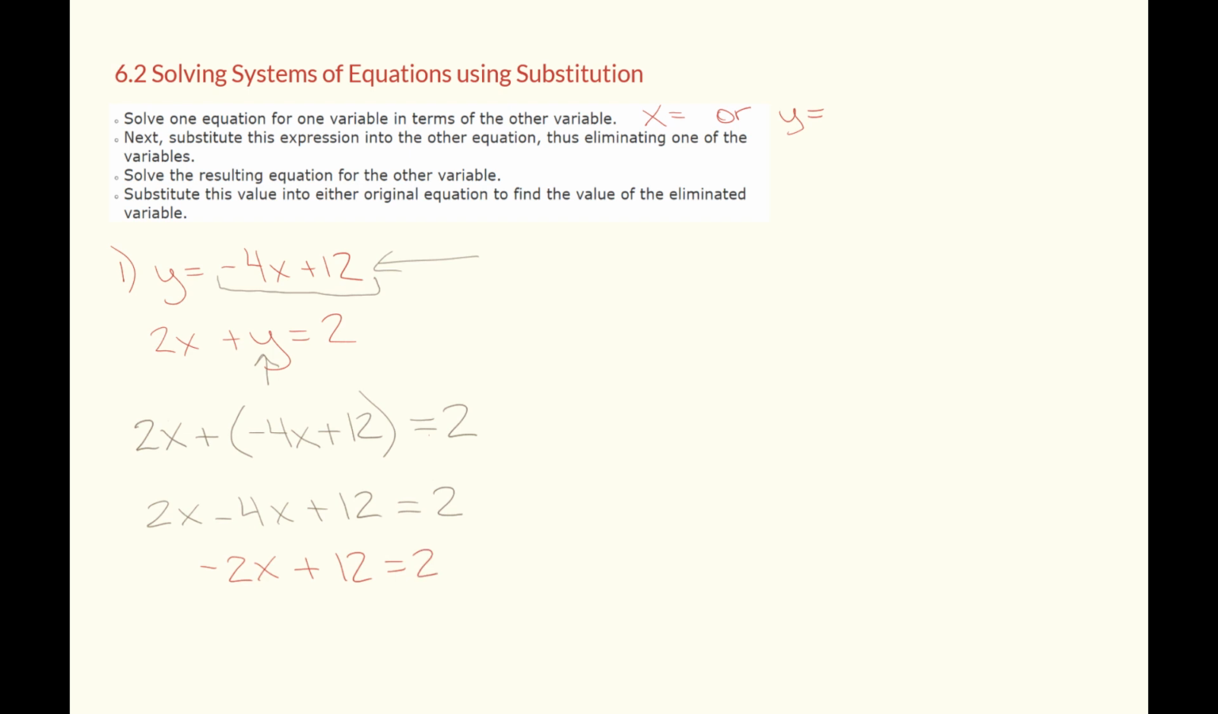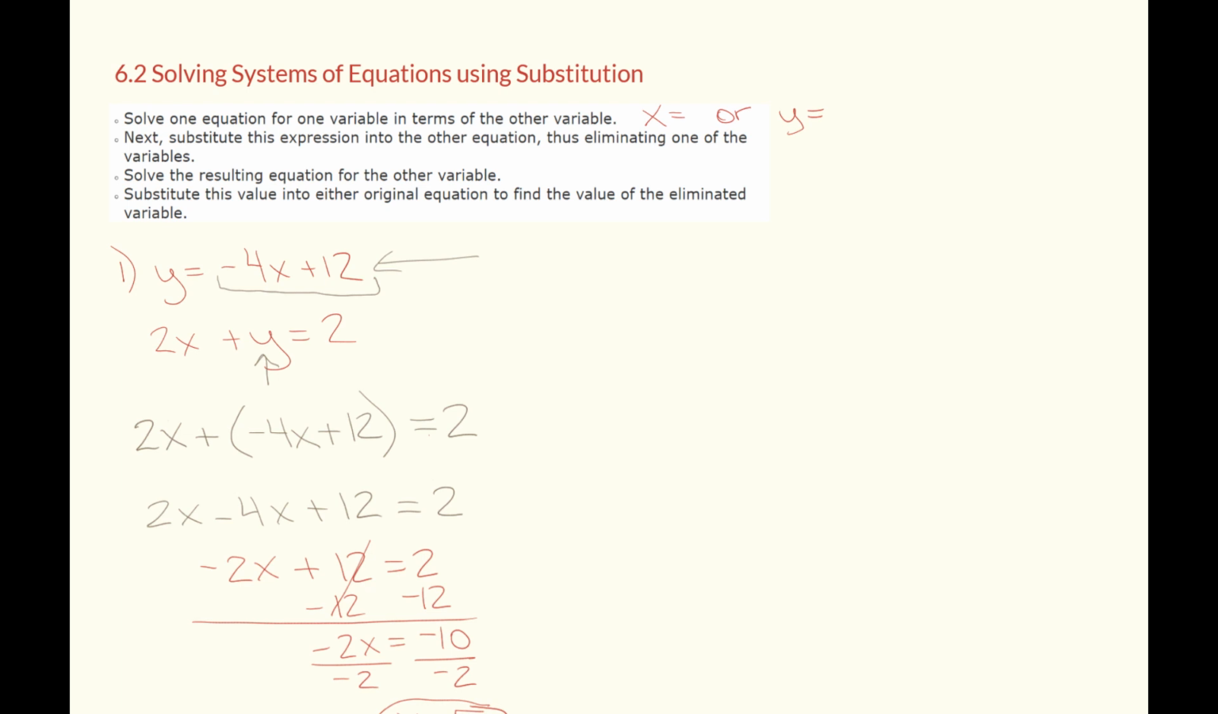Now I'm just going to get the x by itself, so subtract the 12 from both sides, and I get negative 2x equals negative 10. Divide by negative 2 and x equals a positive 5. Now that I've found that variable, we're on to step 3, solve the resulting equation for the other variable.